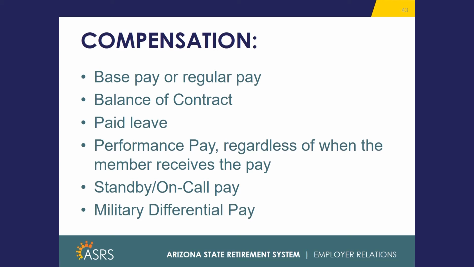Military differential pay. What this would be, for example, is let's say you have an individual that's paid $40,000 a year. They go off to active status in the military. They go overseas somewhere, and the military pays them $30,000. You as an employer may have a policy that you're willing to pay them the difference, an additional $10,000 to help them budget at home. That $10,000 additional is the differential pay. That would be compensation for ASRS purposes.